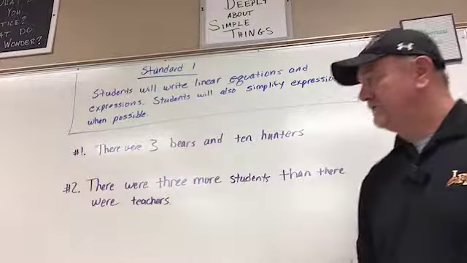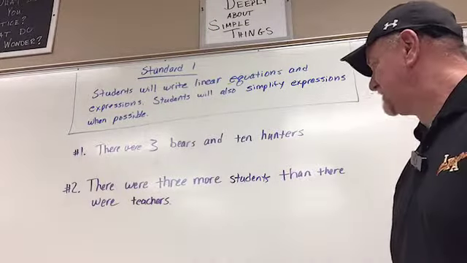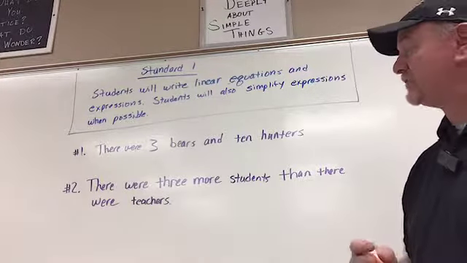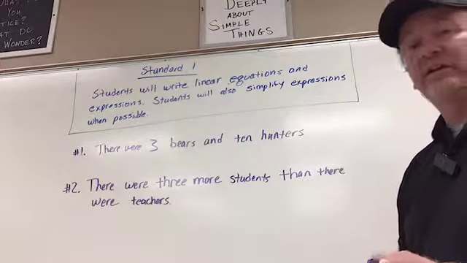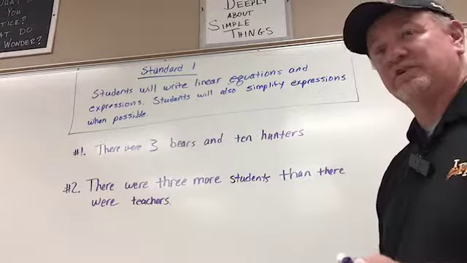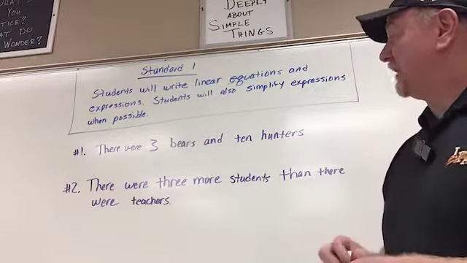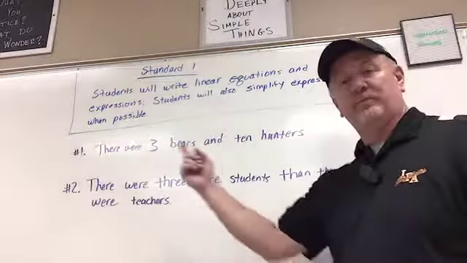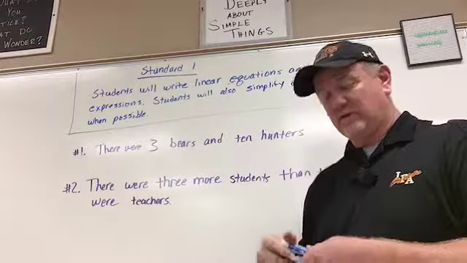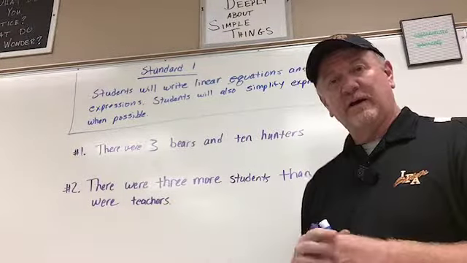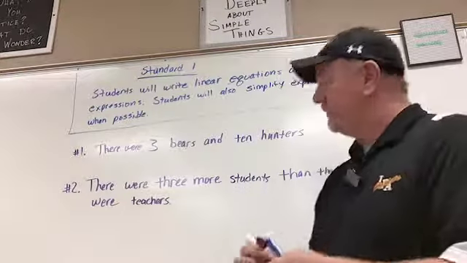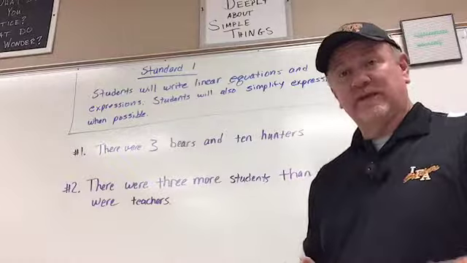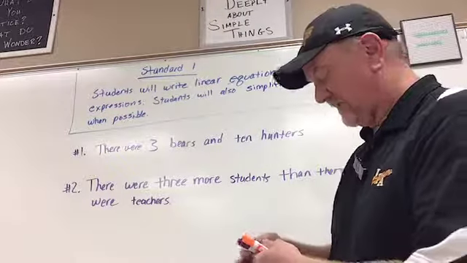And in question 2, there were 3 more students than there were teachers. So 2 different types of things, and I'm going to try to help you understand when can you make an equation and when should it just be an expression. So I read the first one. There were 3 bears and 10 hunters. I'm going to start by just picking out what I want to define as my terms or my variables. So I see there's bears and there's hunters. No other types of thing in my sentence, so those are what I'm going to go with.